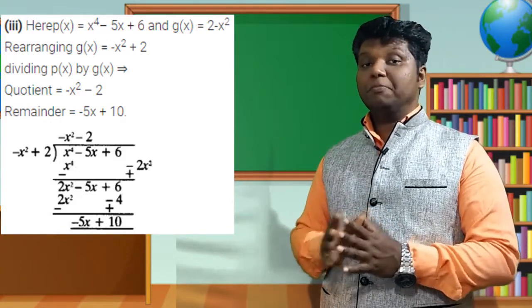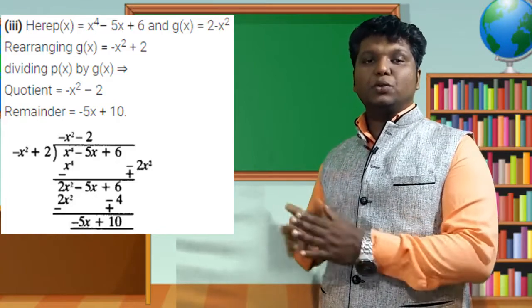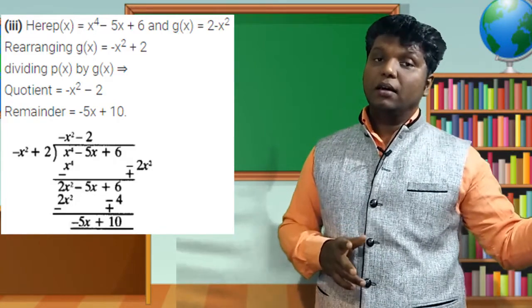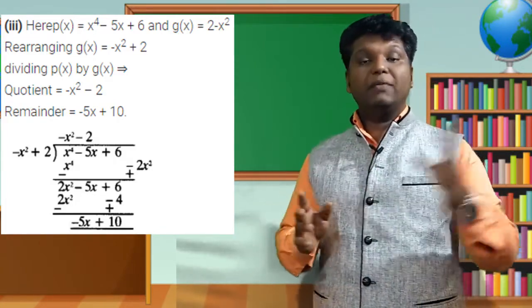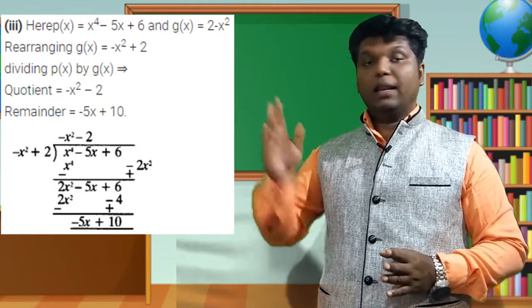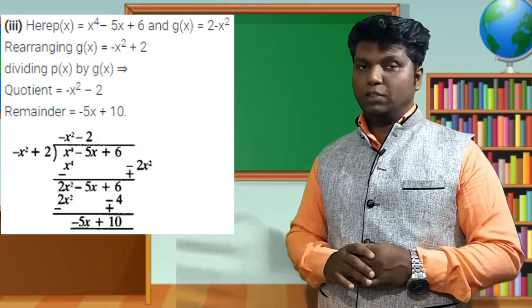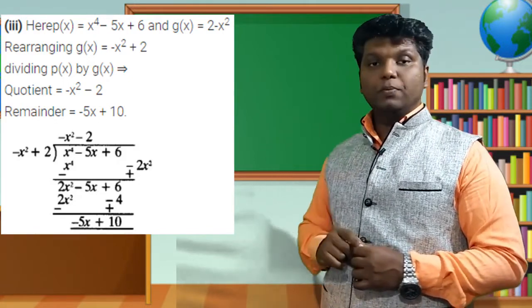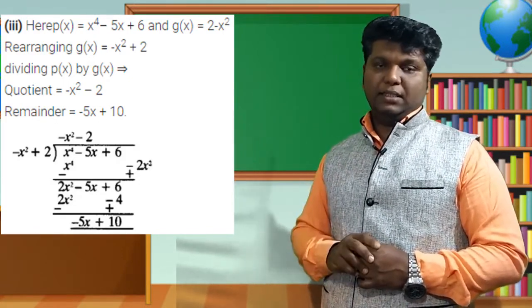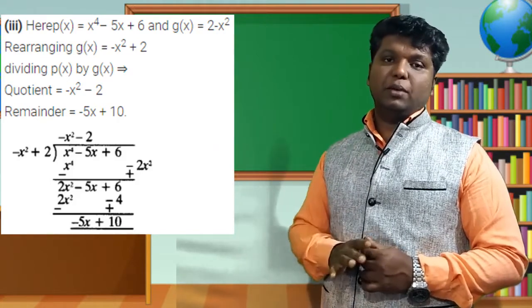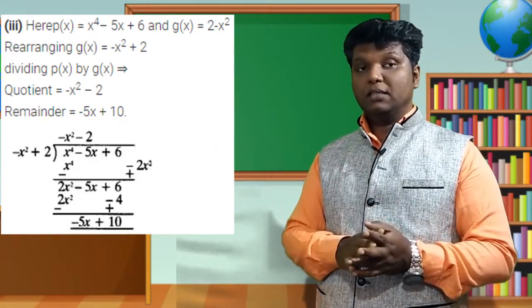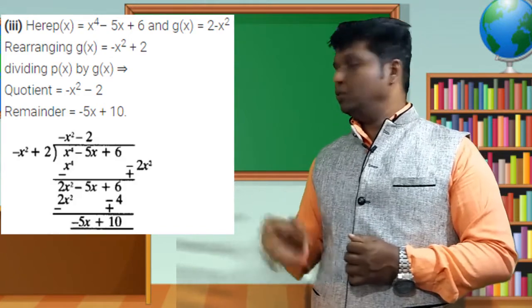Now what is the next step? Again divide this 2x square by the first term of the divisor. So 2x square divided by minus x square. X square and x square will cancel. Minus 2 will be left. So minus 2 on the quotient part. Now multiplying this minus 2 by the divisor. Minus 2 into minus x square. Minus into minus will become plus. So 2x square.